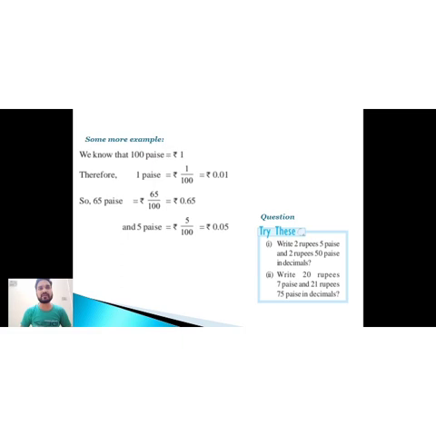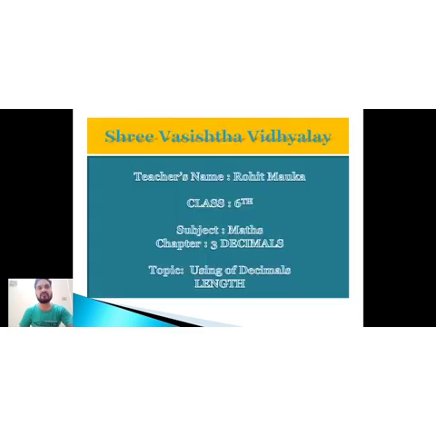Here is an example. We have to convert 65 paisa into rupees. So what we have to do, 65 divided by 100 equals 0.65 rupees. Or 5 paisa: we have to convert paisa into rupees, so 5 upon 100, the answer is 0.05.